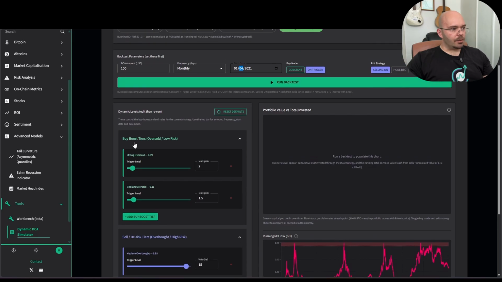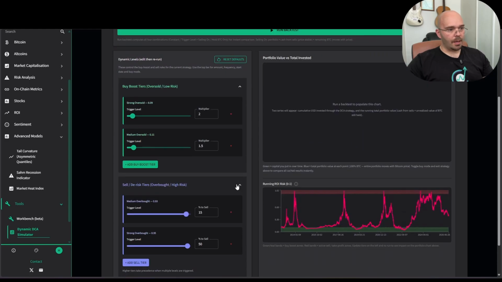Let's run the simulation. So down here, we've got the buy boost tiers. You can turn them off or turn them on. So you have different tiered levels of when you buy, and you set the levels here. So you can be like, okay, let's go for a 0.09 level, which is the strong oversold.